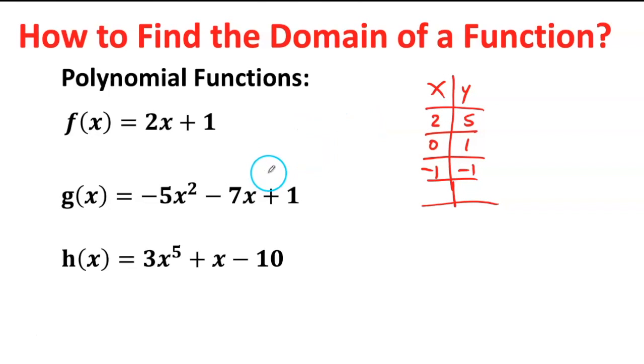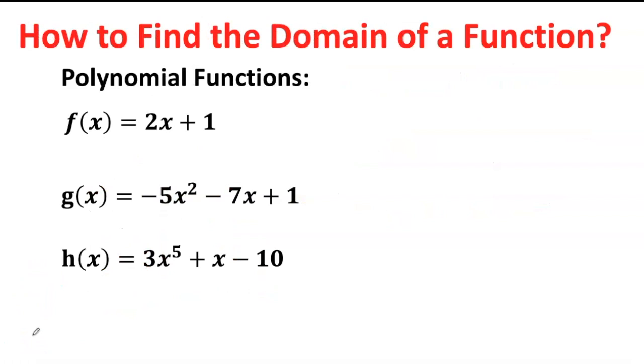Remember, what is a function? For every input, you will get an output. So in any polynomial function, I can plug any value of x and I will get a value of y. That's the whole idea. Therefore, for all my polynomial functions, my domain is the set of real numbers. So that R means the set of all real numbers. Another way to do it is interval notation, from negative infinity to positive infinity.